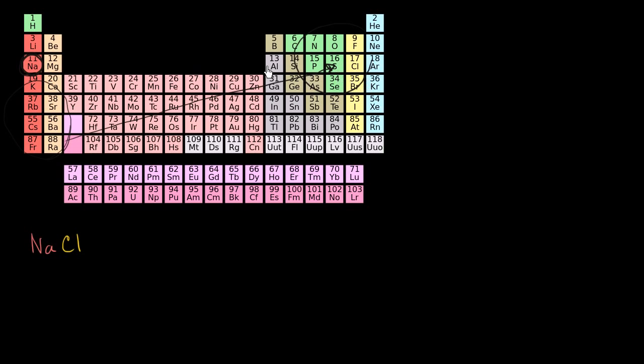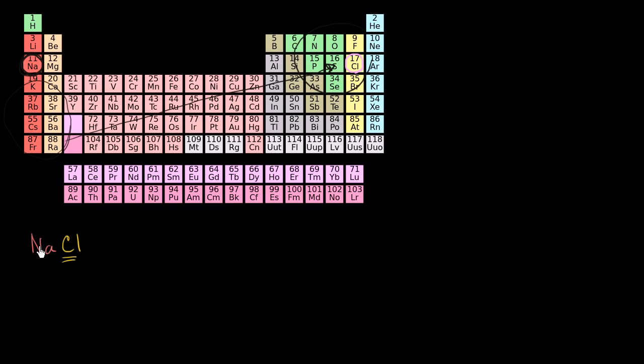On the other side of the periodic table, we have chlorine. Right over here. It is a group 7 element. It's a halogen. It would love nothing more than to gain an electron so that it can get to the magic number of 8 valence electrons. It is very electronegative.